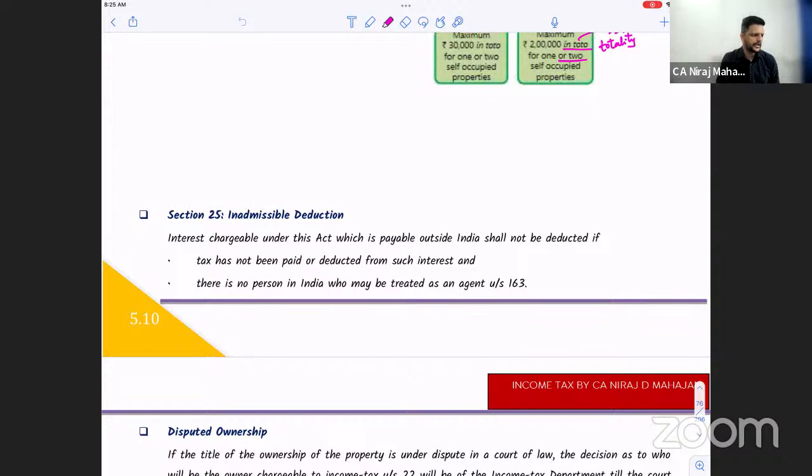Then we arrive at NAV. Then we talk about Section 24. 24 is deductions only from house property. I'm repeating: 24 is deductions only from house property. We can't use that section anywhere else. Then 24(a) is 30% of NAV, which is called the standard deduction. At the rate of 30% of NAV. And 24(b) is interest on borrowed capital.